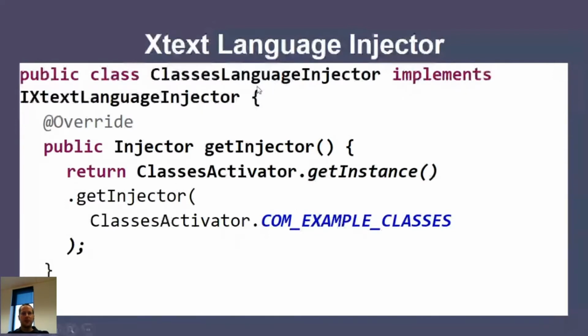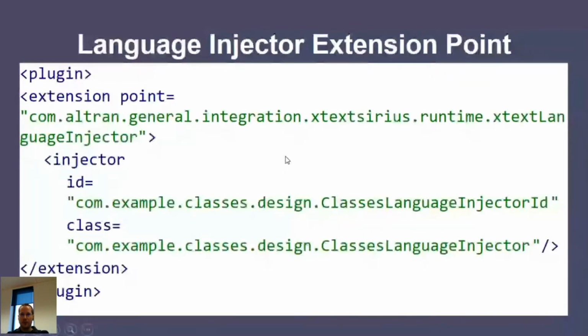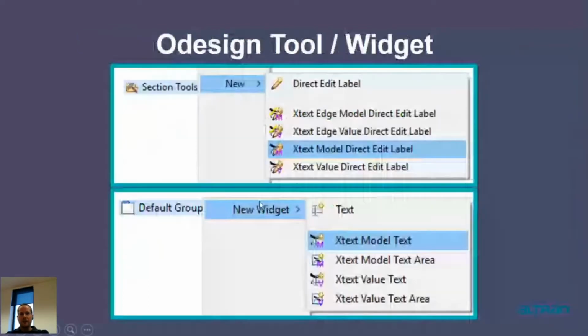And then we have to register it to an extension point. Here you see the class name again, and you have to give it some ID. And then we just saw the widgets and tools. You can just edit them. I tried to fit all these screenshots on these slides nicely, so they are edited, but all of this is there for real, I promise. And then in the tool properties or in the details, you need to add the injector ID again.